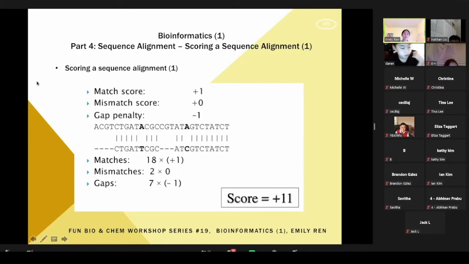Okay guys, so this part is very important. Scoring a sequence alignment. So here what we have is a match score, mismatch score, and gap penalty, and their corresponding scores of 1, 0, and -1. These three form something called a scoring matrix, and a scoring matrix is used to determine the score of an alignment.